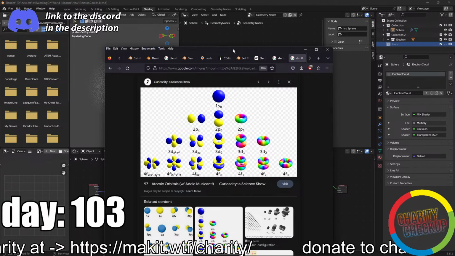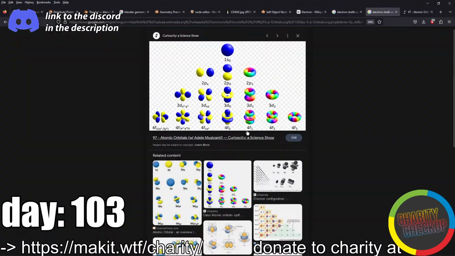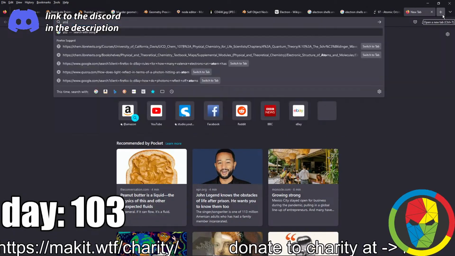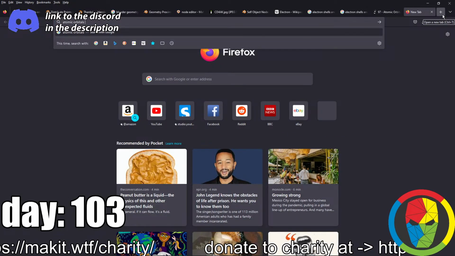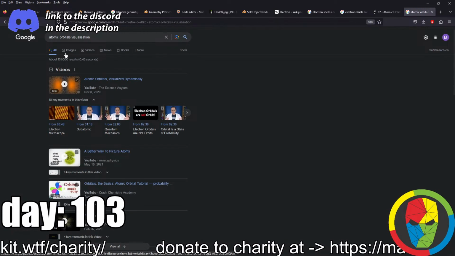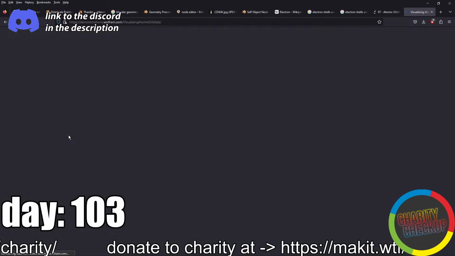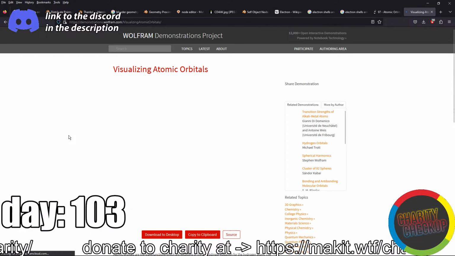It's a good example. Right, atomic orbitals visualization. Not quite what I'm looking for. Where from? It's neat.